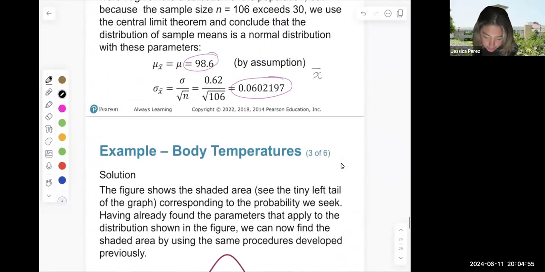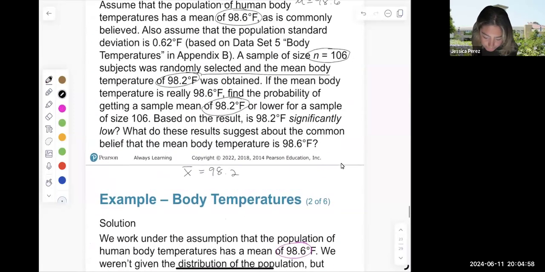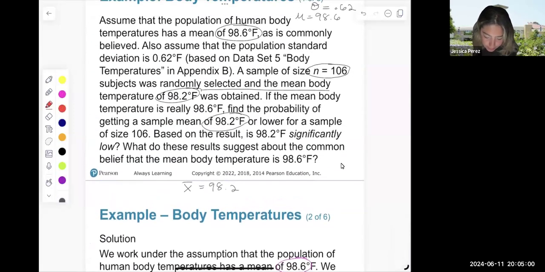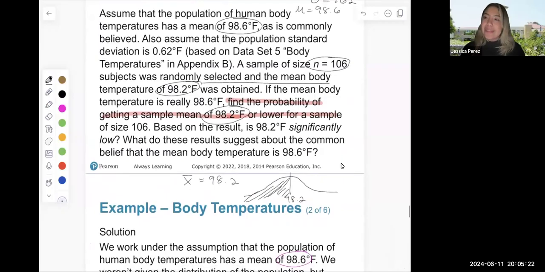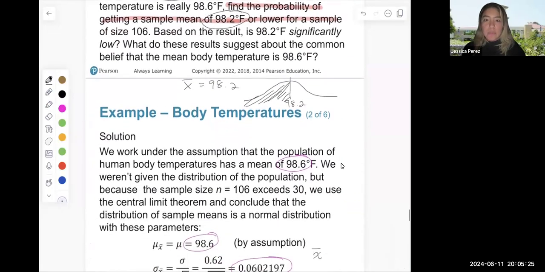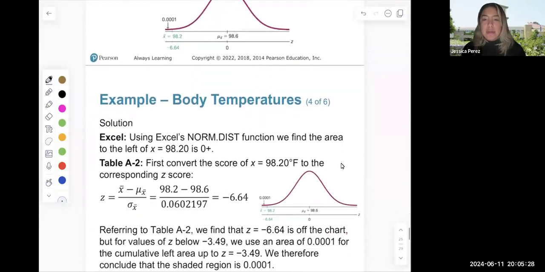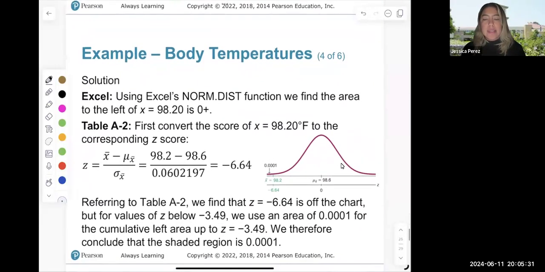So they're asking us to find the probability, let's highlight that. We want to find the probability of a sample mean of 98.2 or lower. So when we graph our density curve, we're going to put in 98.2 Fahrenheit or lower. So we want to find something cumulative from the left. So we're going to be using our Table A-2. So we're going to go ahead and find our z-score. We're going to substitute x bar minus mu of x bar divided by sigma of x bar.